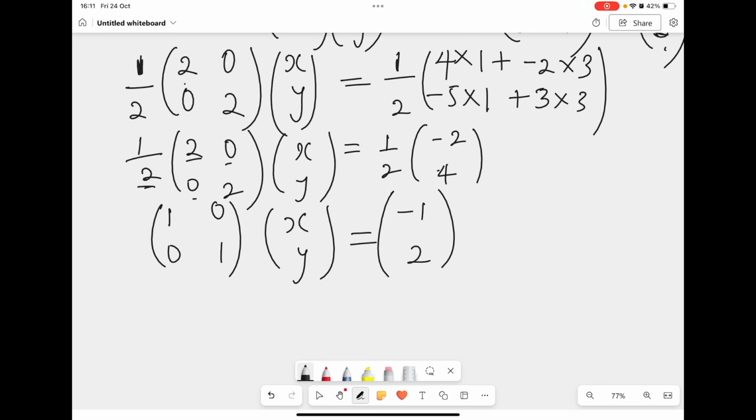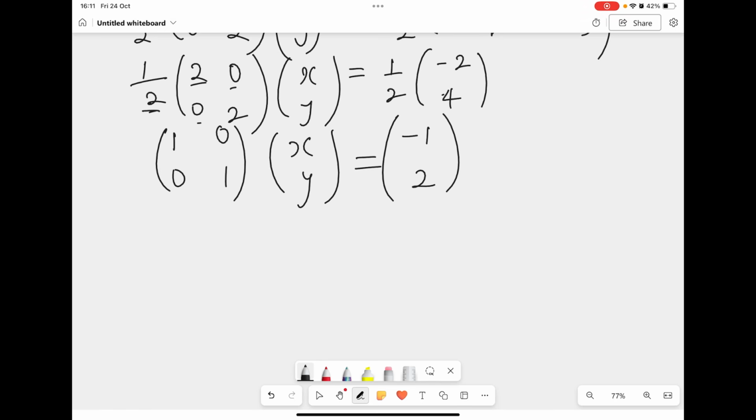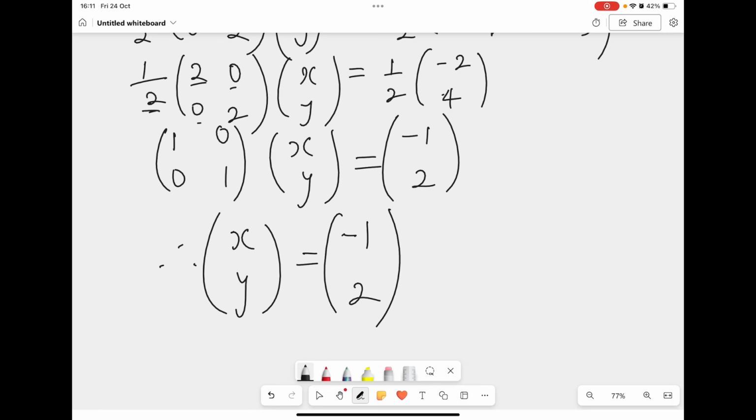So this is it. And just like I said, any matrix multiplying the identity matrix will give you that same matrix. You can try that later, but we don't have time. So therefore you have x, y equal to minus 1, 2. That's perfect for us. That was our answer for this question. And that would be all.